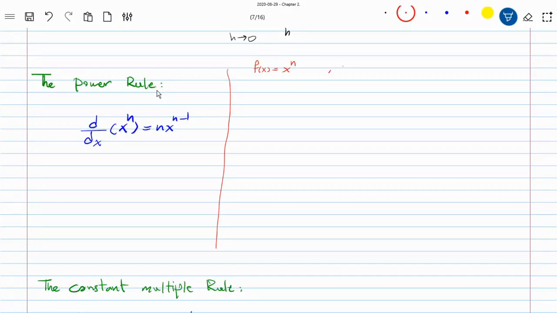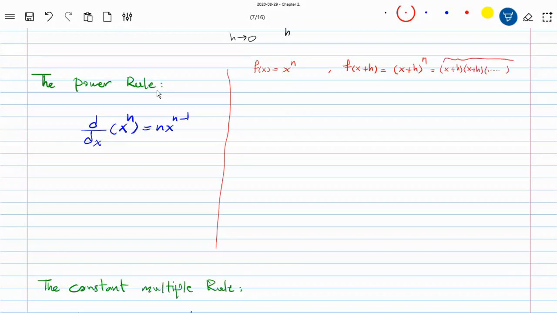Okay, what would be f of x plus h? This is the only thing that is important. If you're given x to the power n, what is f of x plus h? It would be (x plus h) to the power n. Okay, so now what does this mean? It means you have to write x plus h multiple times and distribute these guys over and over.